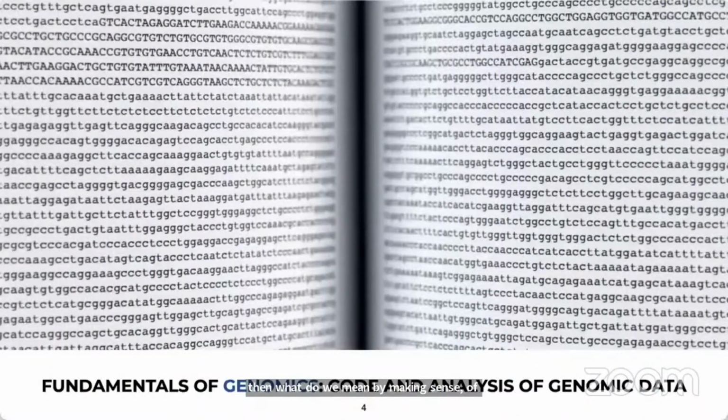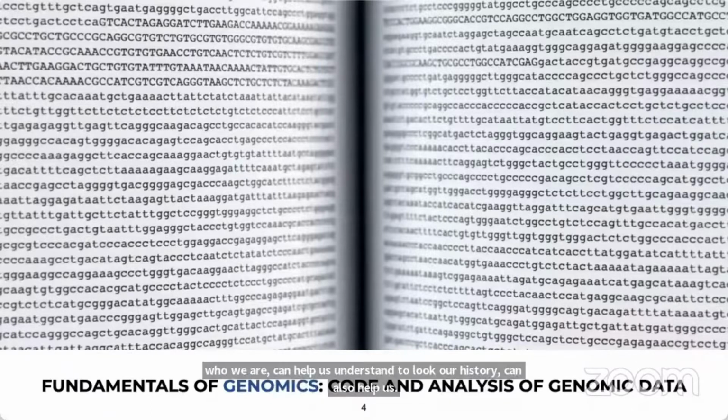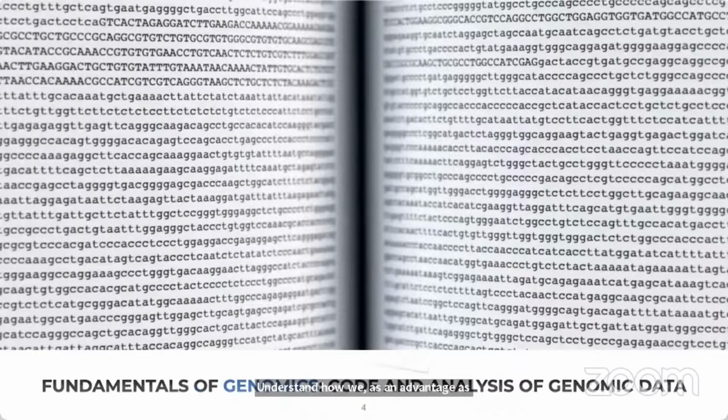Right. So if we attribute the DNA code or genomics data to a book, then the code can be thought of as organized from letters that will form sequences, sentences, and the sentences will form paragraphs, and paragraphs are organized into chapters. And understanding and knowing how to read this code can help us decipher the full story about who we are, can help us look into our history, can also help us understand how we as an organism or as a being are connected to other living things that are around us.